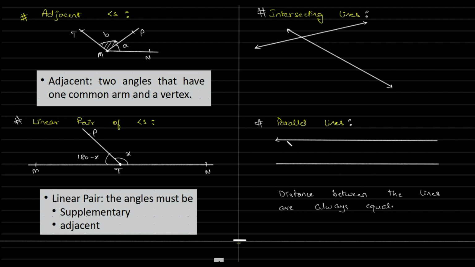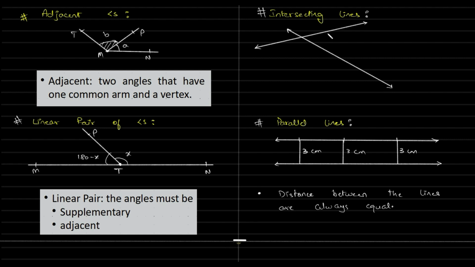So if I measure, say, the distance between these two lines at any point, say point P1, P2, P3, the perpendicular distance will remain the same. If this is 3 centimeters, this is also 3, this is also 3. So all these distances are 3 centimeters. So the distance between the lines is always equal. So these two lines are said to be parallel.